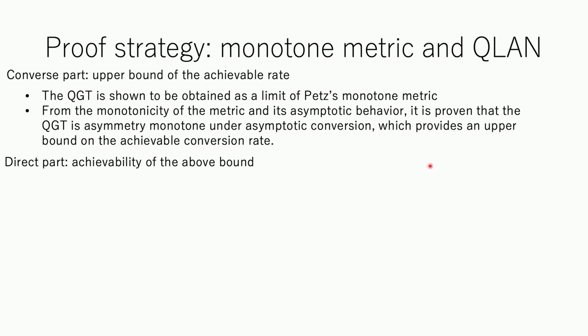In the proof of the converse part, we first connect the quantum geometric tensor to Petz's monotone metric, and it can be shown that the QGT is obtained as a limit of Petz's monotone metric. By using the monotonicity of this metric and by investigating its asymptotic behavior, we can show that the quantum geometric tensor is an asymmetry monotone in asymptotic conversion. And by using this monotonicity, we can prove an upper bound on the achievable conversion rate.